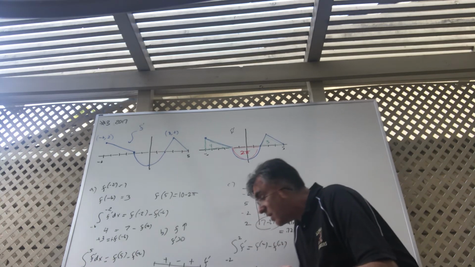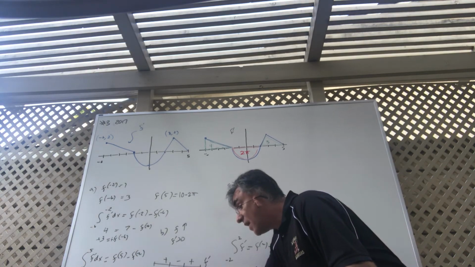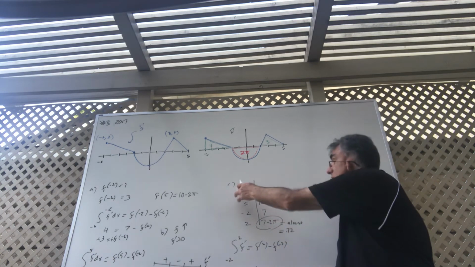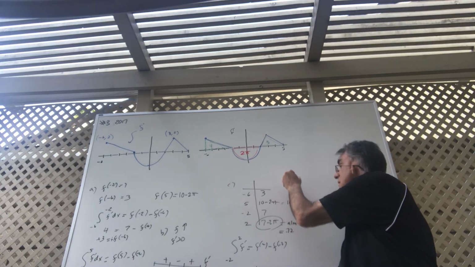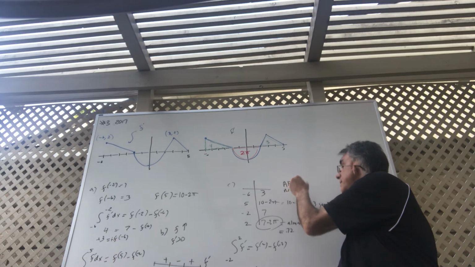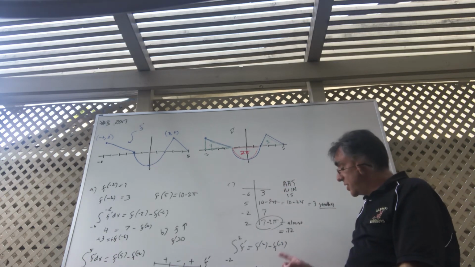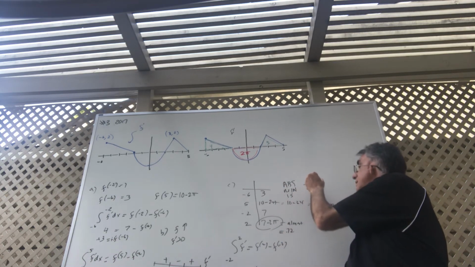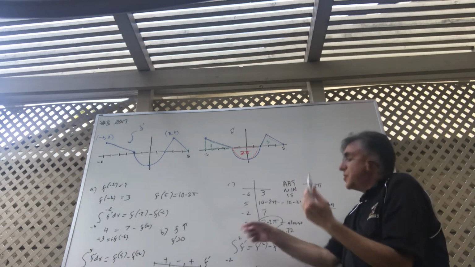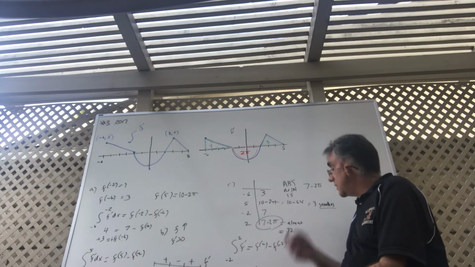Now, do they want the x value or do they want the y value? Find the absolute min. So the answer to C is the absolute min is 7 minus 2 pi, at 2. So the absolute min is going to be at 2.